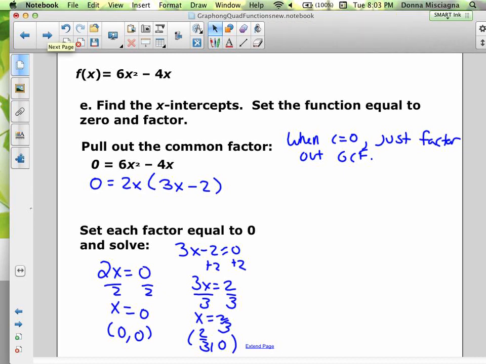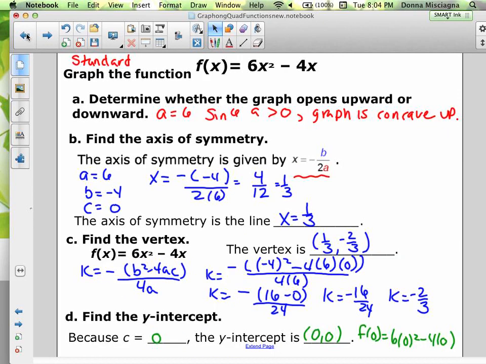Now all we have to do is graph. So we have all the information. Our x-intercepts were (0, 0) and (2/3, 0). So every time you graph, you're going to find your key values for the quadratics. That would be your x-intercepts, which we have. Your y-intercept, which in this case is the same as one of your x-intercepts. Your vertex, right, which is (1/3, negative 2/3). And then you're going to make sure you remember your direction, right?